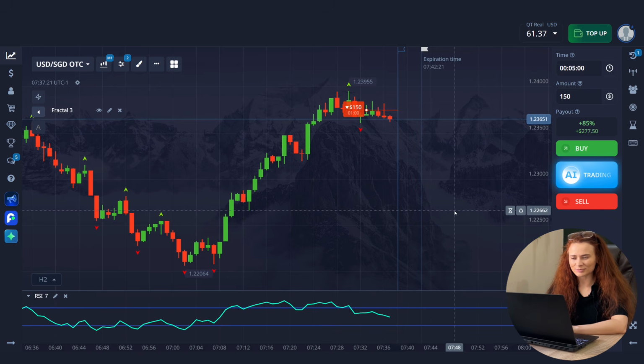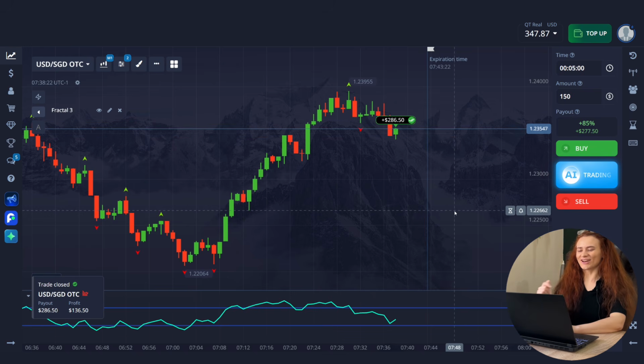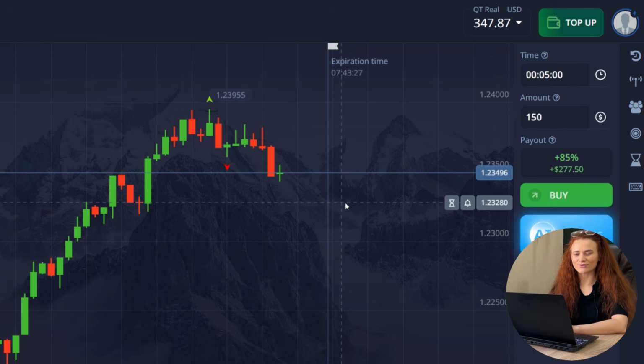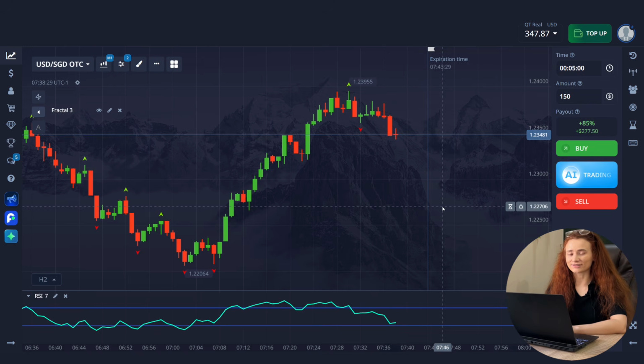Price fluctuated a little but is now dropping steadily. The downward trend is holding. And bingo, guys, another profitable trade in here. So now my balance is $347. And now I'm looking for the last setup.